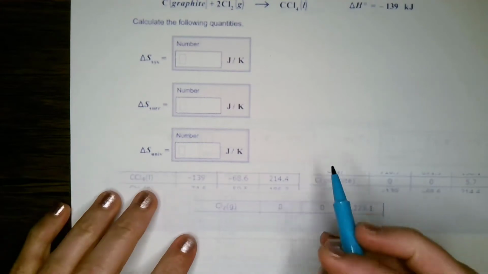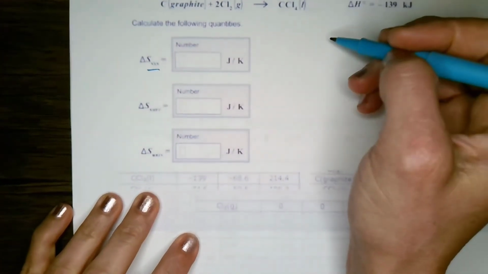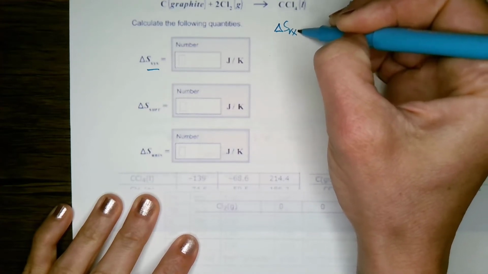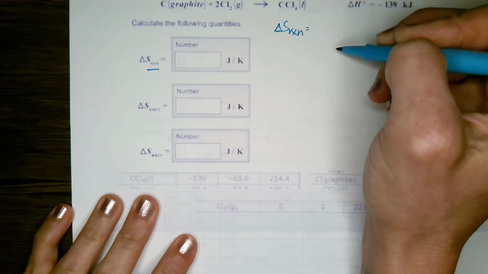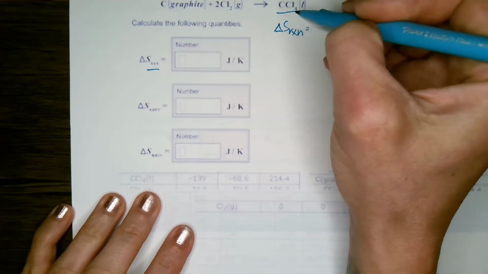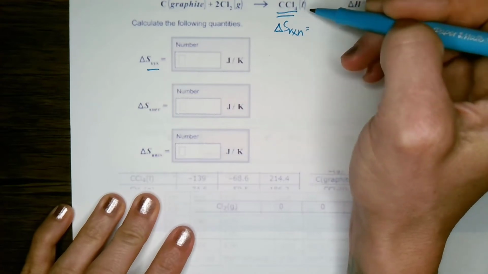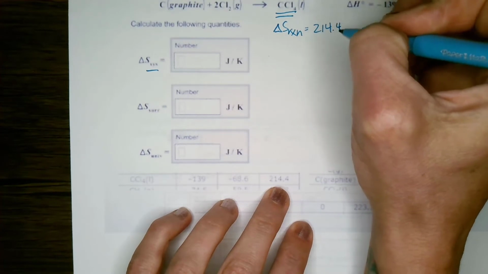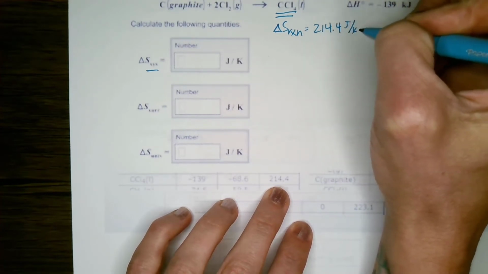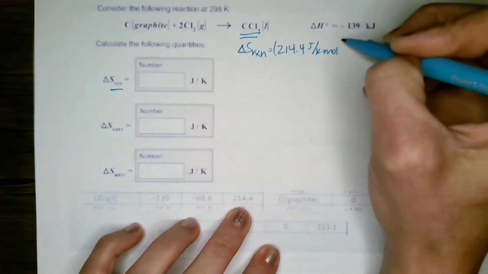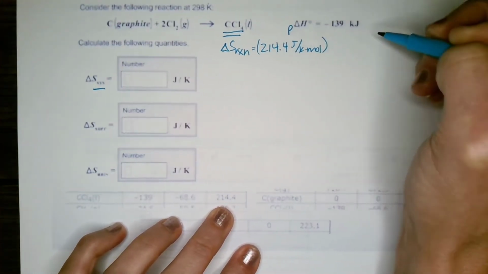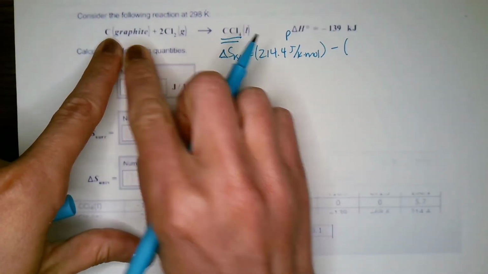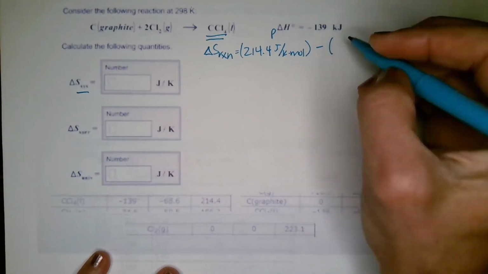All right, let's take a look at what we've got. So let's look at our delta S for the system. And we're going to call it our reaction. We're doing our products minus our reactants. So we've got 1 carbon tetrachloride. So I'm going to find carbon tetrachloride, and we're going to do 214.4. Again, this is our joules per Kelvin mole. So there's our products minus our reactants. Now our reactants, we have carbon over here, and carbon is 5.7.